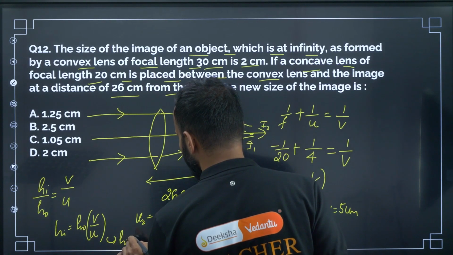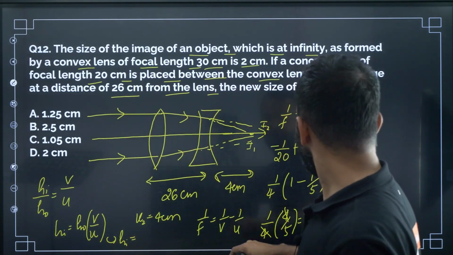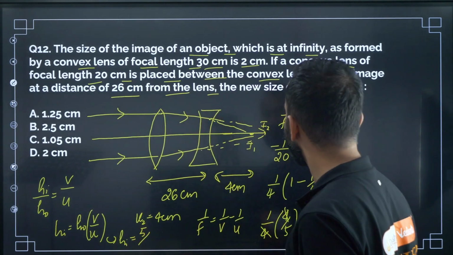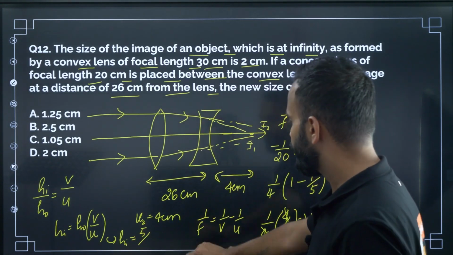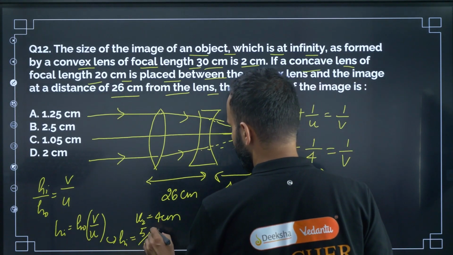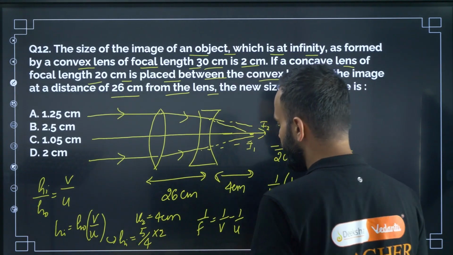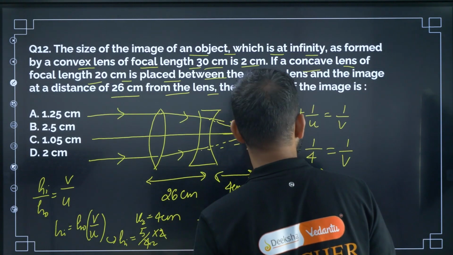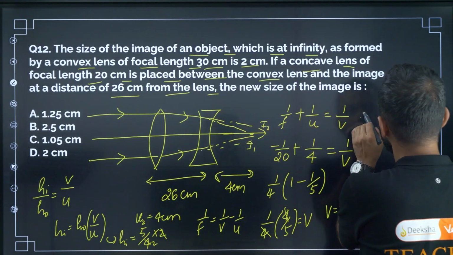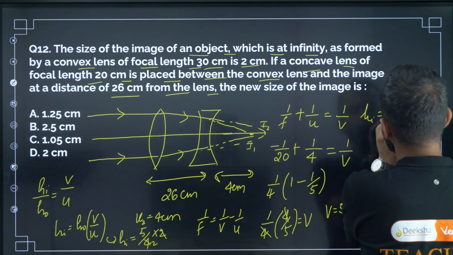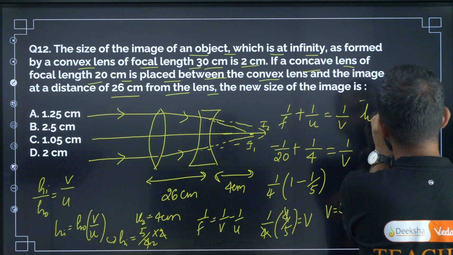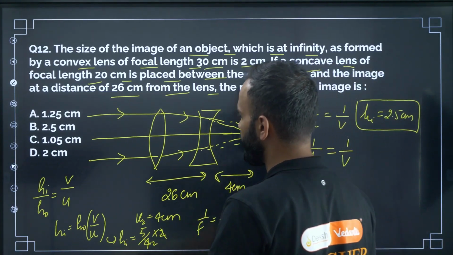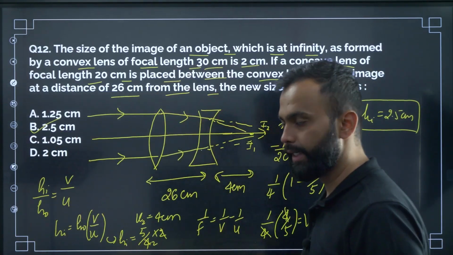So HI is equal to V. What is the value of V? Here V is 5 centimeter, divided by U. U is here 4 centimeter, into 2. So 2 by 4 is 1 by 2, so 5 by 2 is 2.5. So the height of the new image is equal to 2.5 centimeter. It's positive, that is erect. So the correct option is B.